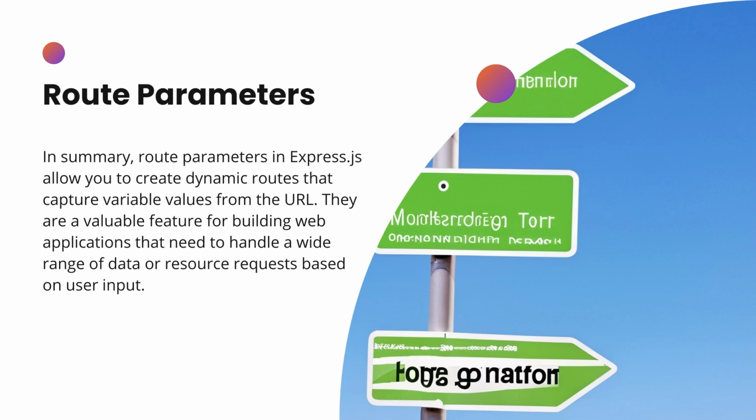In summary, route parameters in Express.js allow you to create dynamic routes that capture variable values from the URL. They are a valuable feature for building web applications that need to handle a wide range of data or resource requests based on user input.